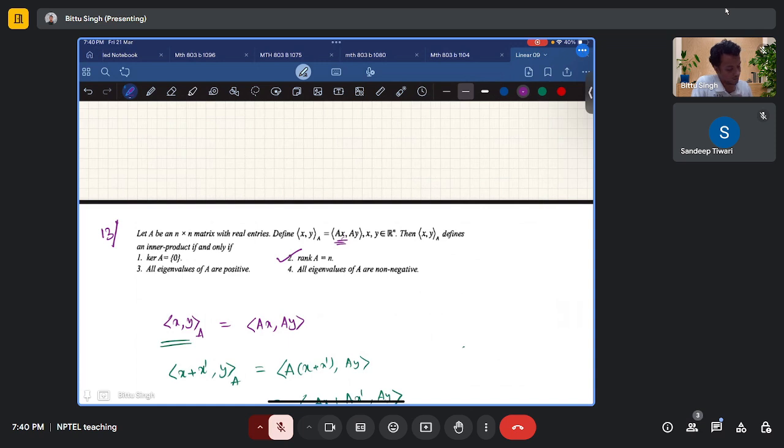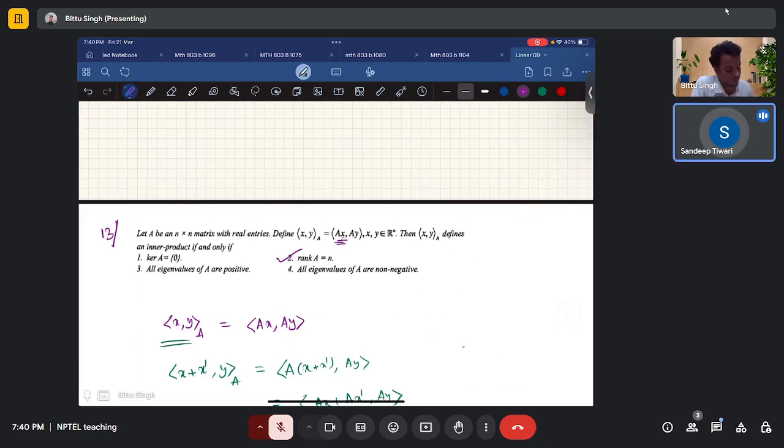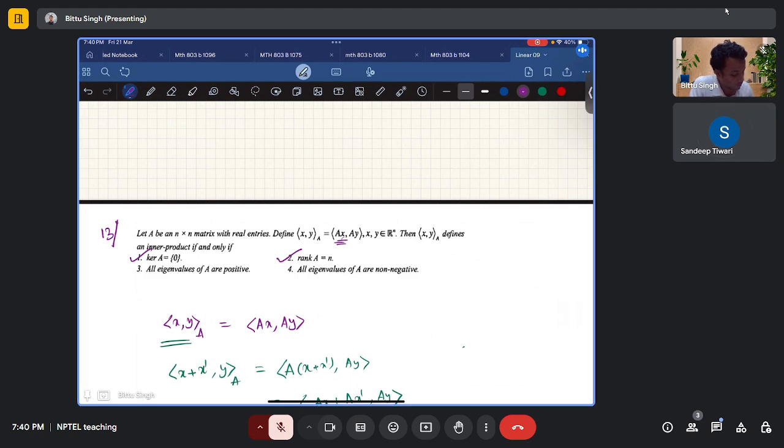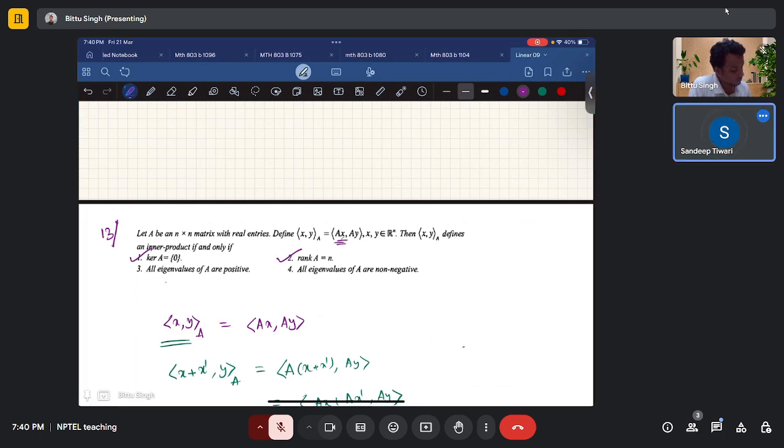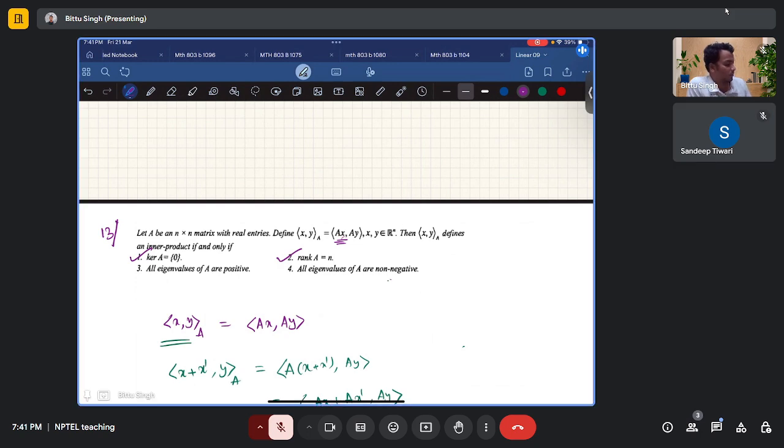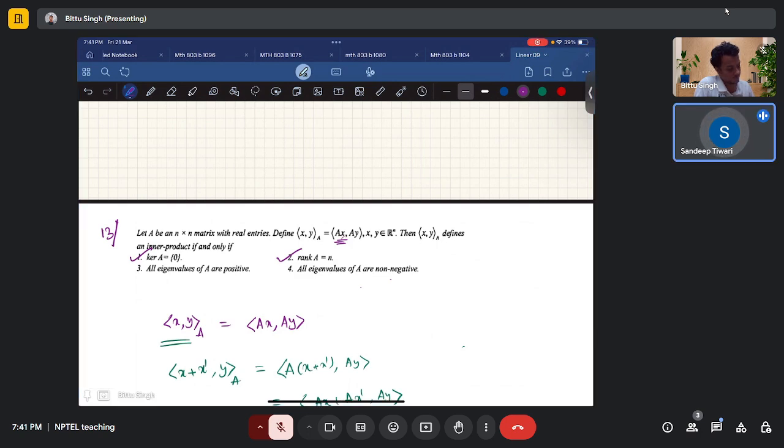Rank of A equal to n, invertible if and only if kernel A is 0. Yes. So nullity is 0, kernel A is 0. And the third and fourth need not be true. For the fourth, for non-negative eigenvalues, you can choose any non-invertible matrix whose eigenvalues are non-negative. Take any diagonal matrix containing some negative eigenvalues and some positive eigenvalues. Then these third and fourth will be incorrect, sir.